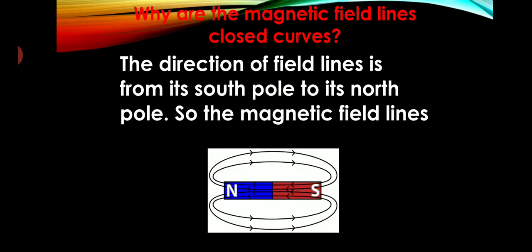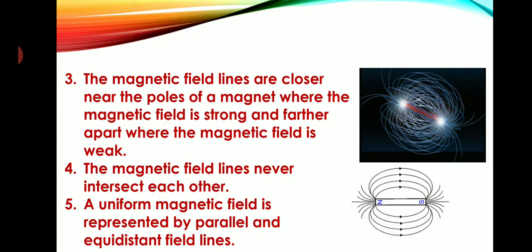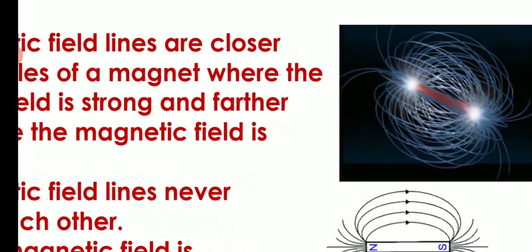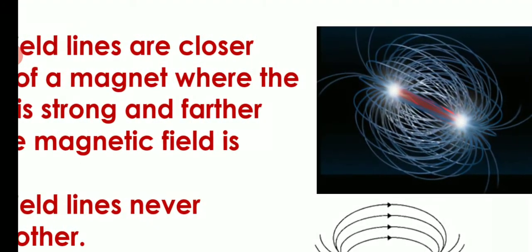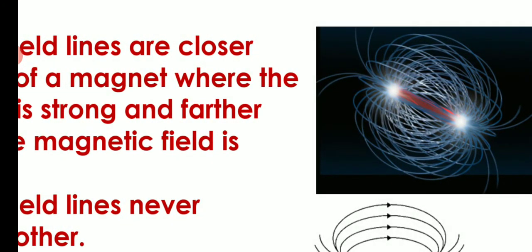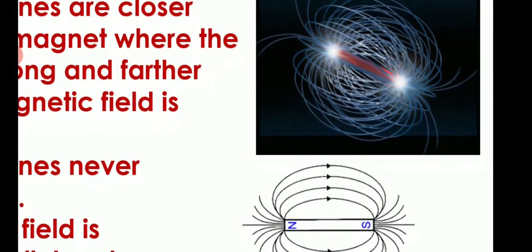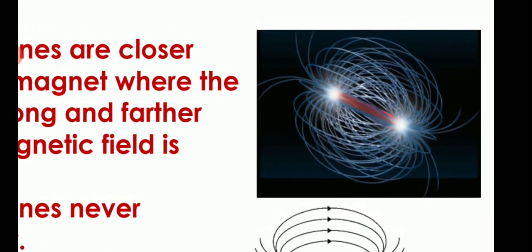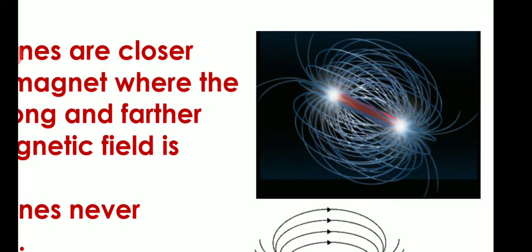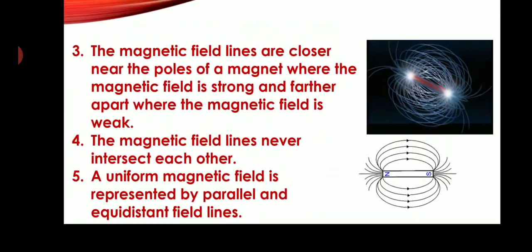Okay. The next property, the magnetic field lines are closer near the poles of a magnet where the magnetic field is strong, and farther apart where the magnetic field is weak. That means near the magnet the field lines are strong. As we move away from the bar magnet, these field lines become weak.